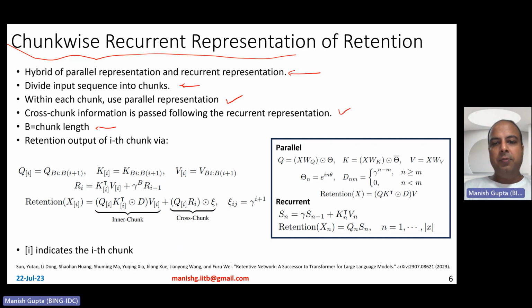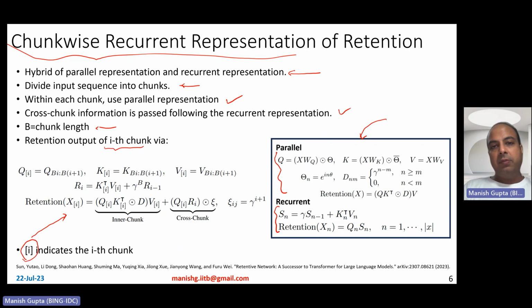Okay, this is not a new formula. This is just the same old thing. I just copied it from the previous slide. So here, this is the parallel formulation that we saw on the previous slide. This is the recurrent formulation from the previous slide. Now you have a large input sequence X. You have divided it into chunks, and each chunk is of size B. Now, if you want to compute the retention output of the ith chunk, the way it is done is what is shown here. This notation, square bracket i, represents the ith chunk.